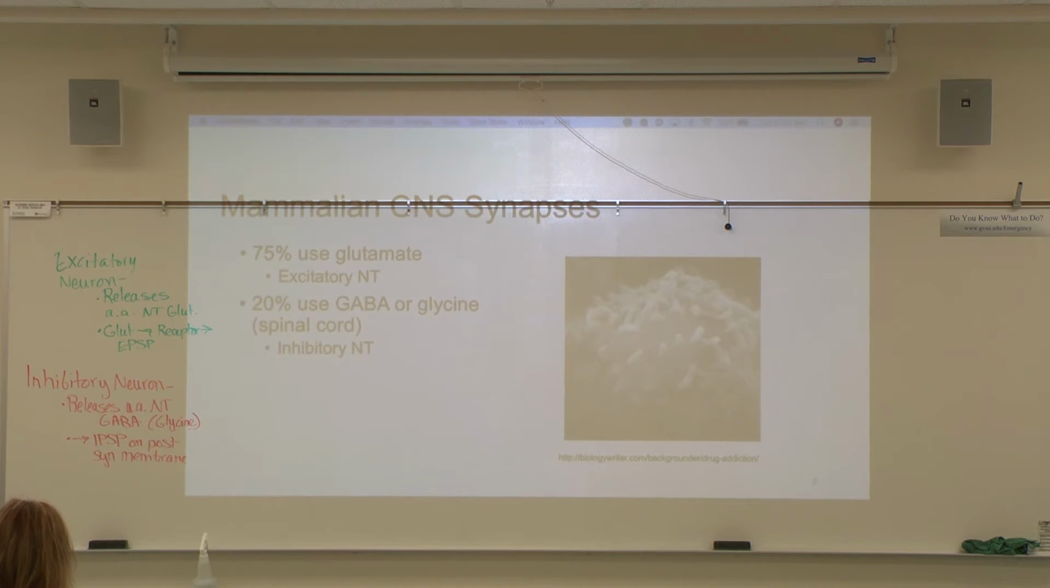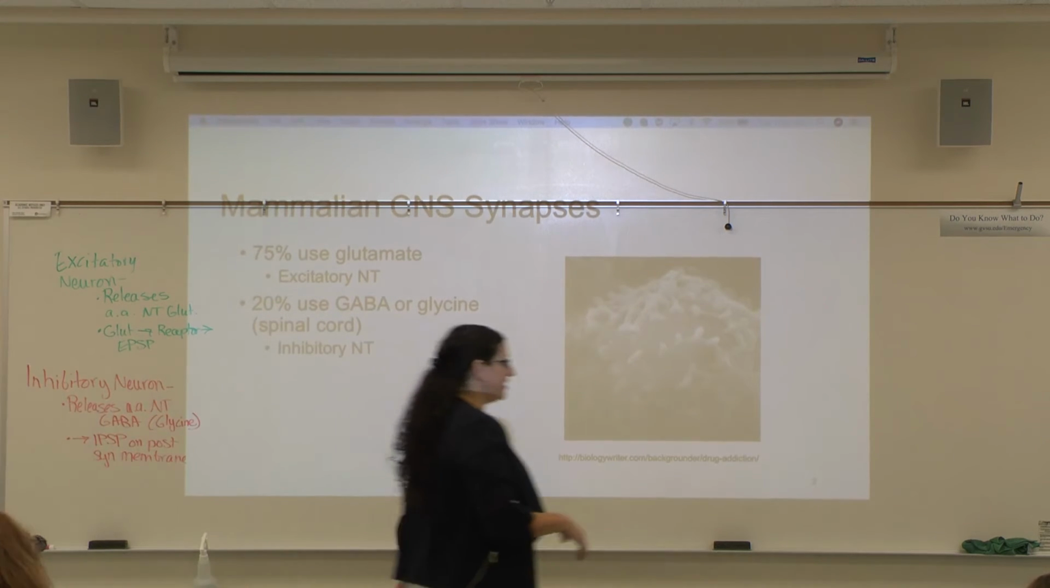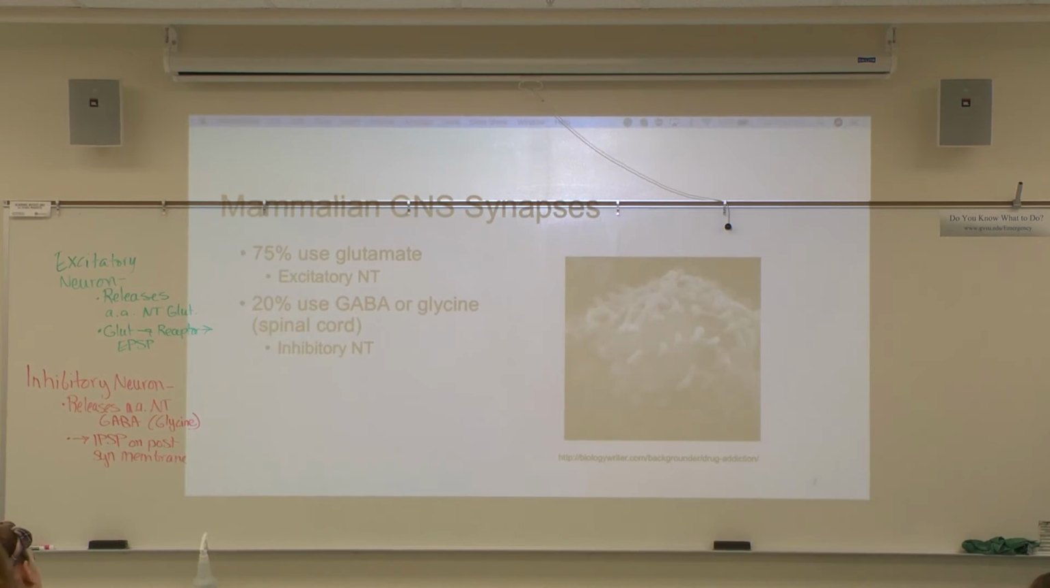To get to 100%. 5%. 5% of the CNS synapses use a neurotransmitter that is not an amino acid, not from that category. So that means acetylcholine, serotonin, dopamine, norepinephrine, all of those combined make up about 5% of the CNS synapses.